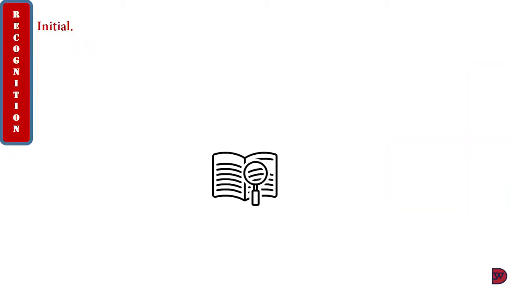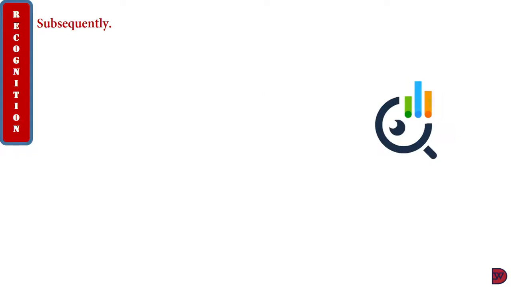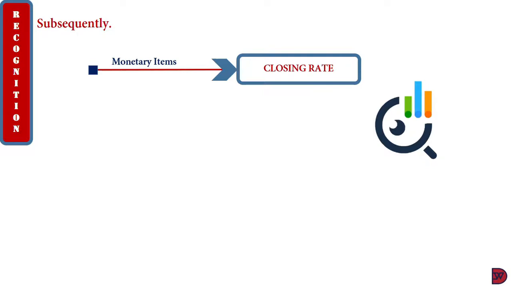Let's take a look at the recognition of a foreign currency transaction. We'll deal with the initial measurement first. All foreign currency transactions are initially measured at the spot rate. The spot rate is the exchange rate prevailing at the date of the transaction. Subsequently, at the reporting date or the balance sheet date, monetary items are measured at the closing rate. The closing rate is the exchange rate prevailing at the reporting date.